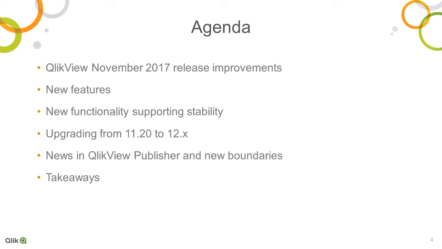We're going to talk briefly about upgrading from 11.20 to 12.x, so anything later than 12.10 or the November release, and how it behaves slightly differently than it did before. We're going to talk about news in QlikView Publisher and some new boundaries that we have found and become aware of that are important to your environments. And we're going to try to summarize everything when we're done.